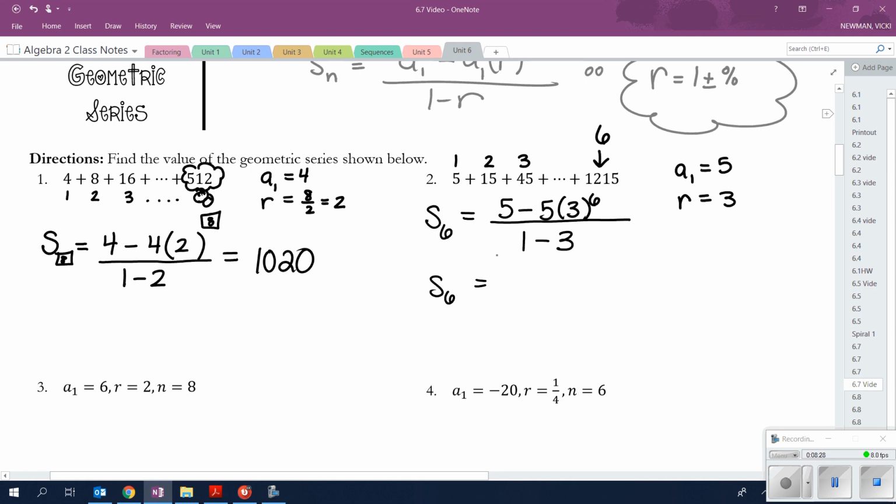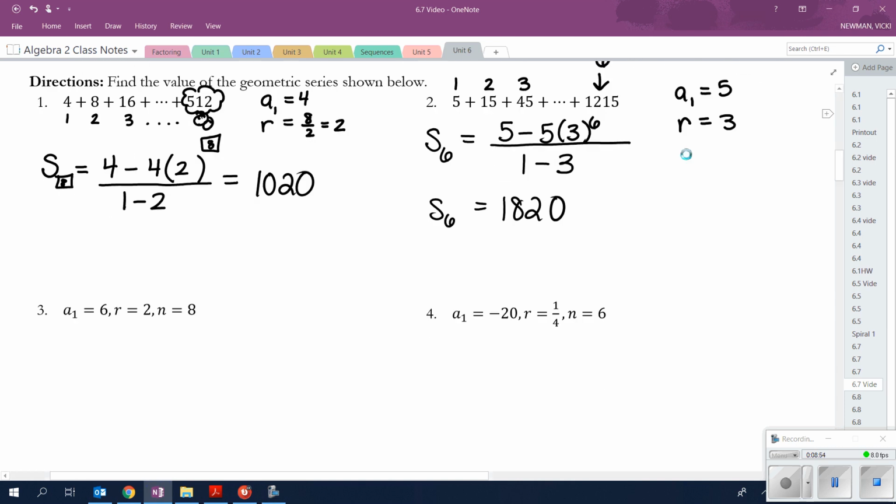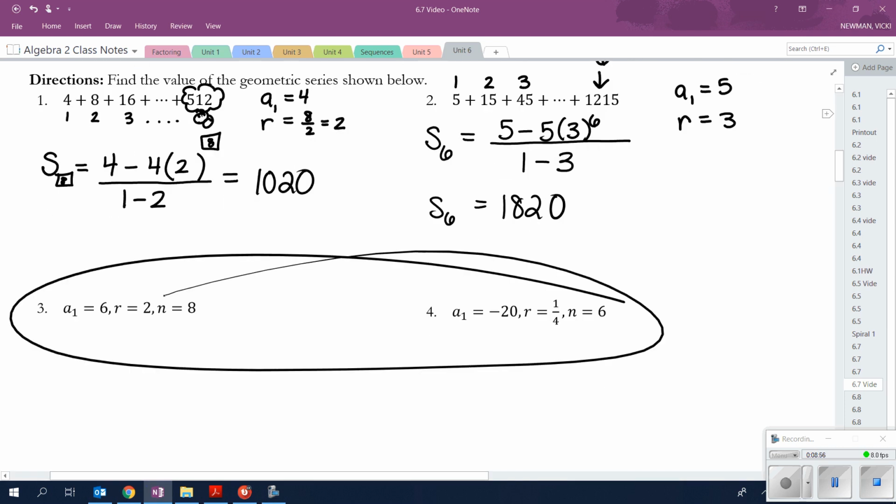Type it in. Emily, tell me what you get as an answer. $1,820. So that's the only sneaky thing. I haven't given you a sneaky one like that. I've been giving you this kind on homeworks, where you're just kind of plugging into the formula. So that's the sneaky kind.